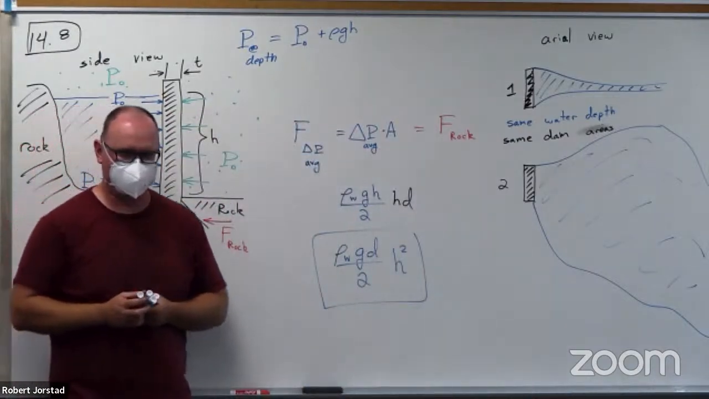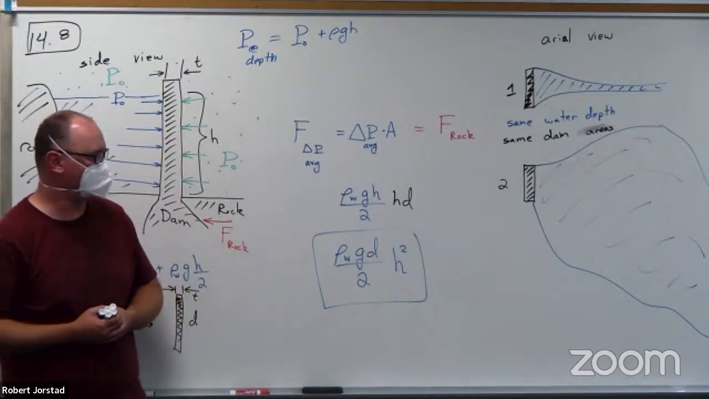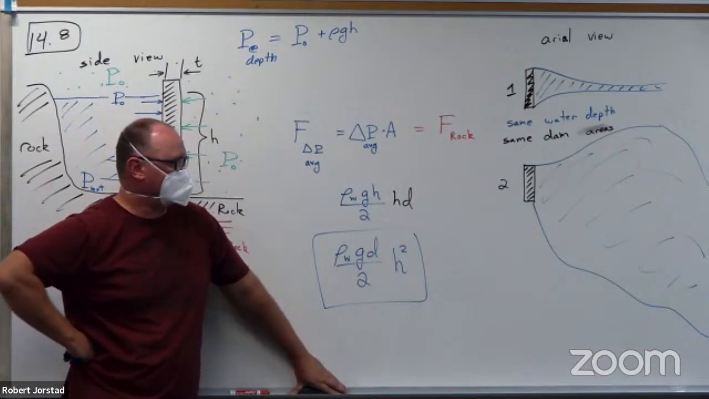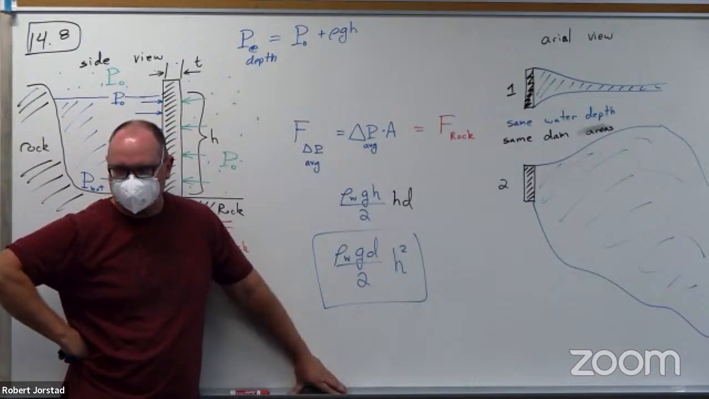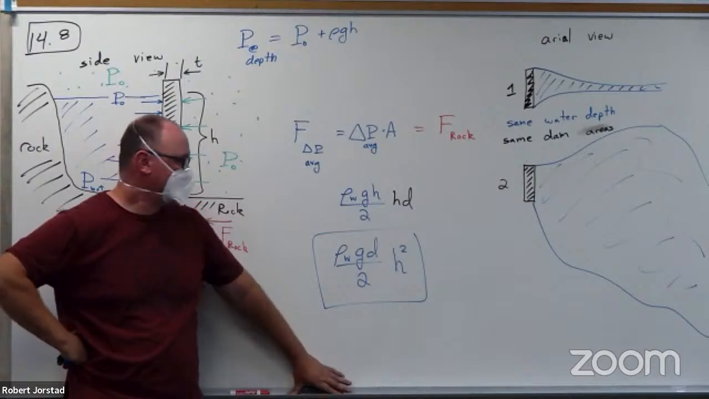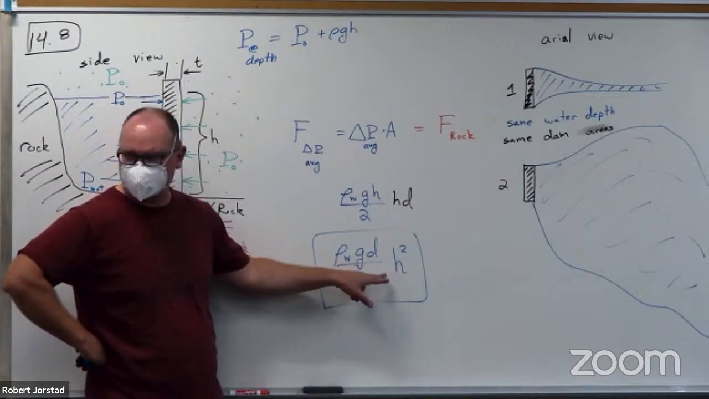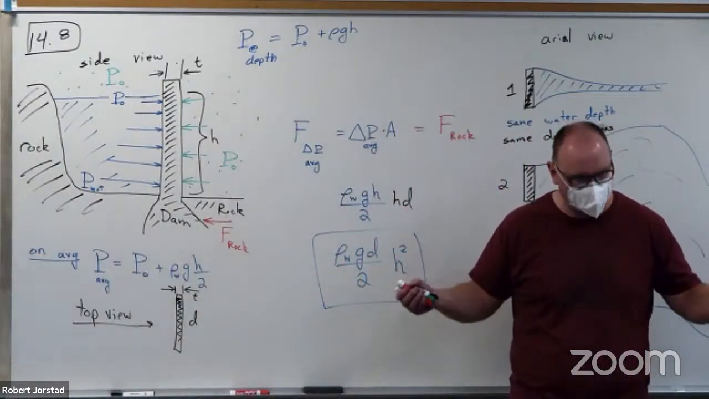Which dam is going to take more force? 1 or 2? The one with the big lake behind it, or the one with the narrow river? Which one's going to have more force on it to keep it in place? Second. No, the same. Same. This is the point of it. The dam area is what determines how much force, not how much water is behind it. Crazy, right? Isn't that weird?